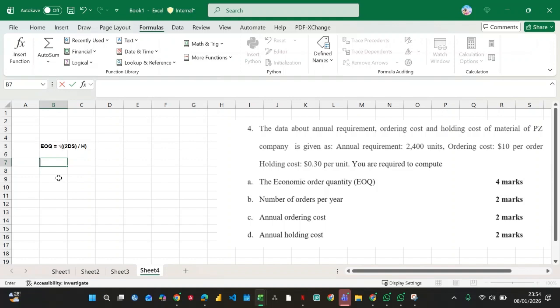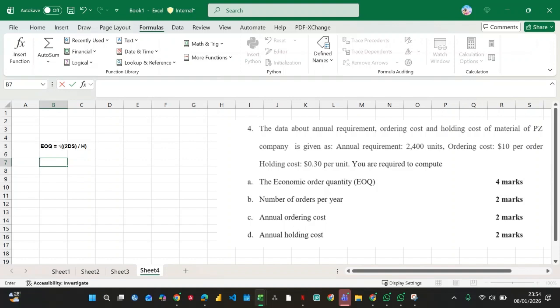We have the formula already, so let's do the math, right? In this formula, the D is the annual demand, the S is the ordering cost, and the H is the holding cost. The values have been given to us, so let's get our values ready.